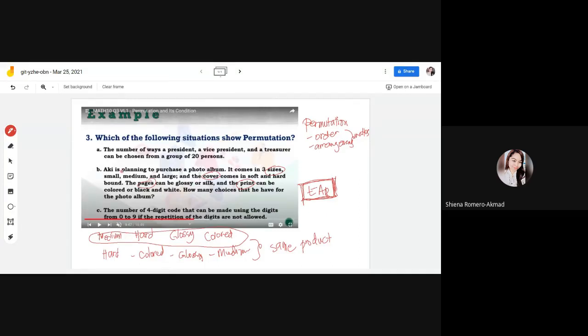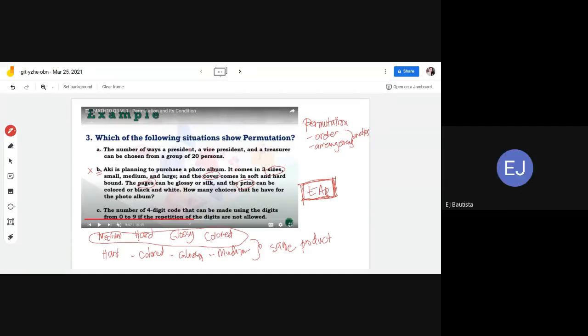Dito kasi, one of the reason bakit hindi siya permutation, it's because it has different groups where you choose from. At dahil doon, dahil may 4 different groups where you choose from, hindi na siya magiging permutation because the arrangement doesn't matter na when it comes to letter B. So letter B is not a permutation. Okay? How about letter A?